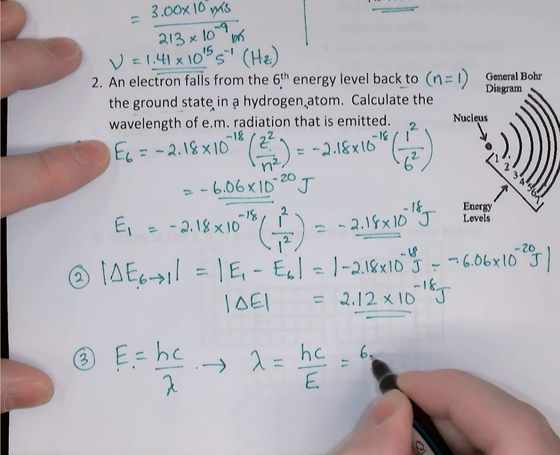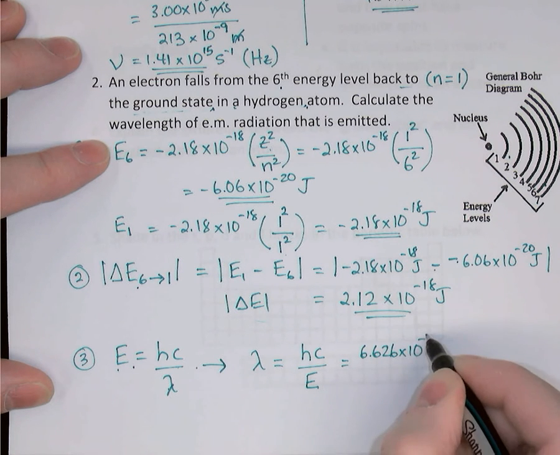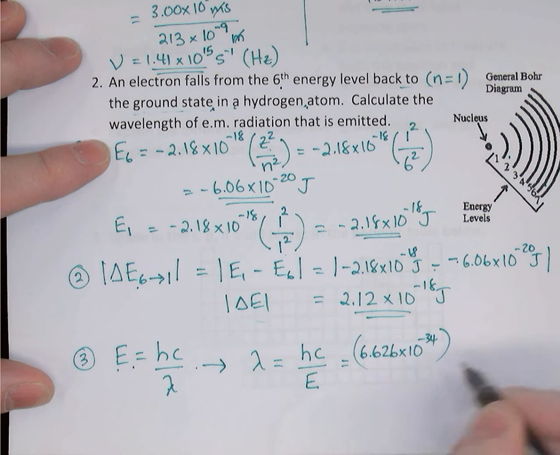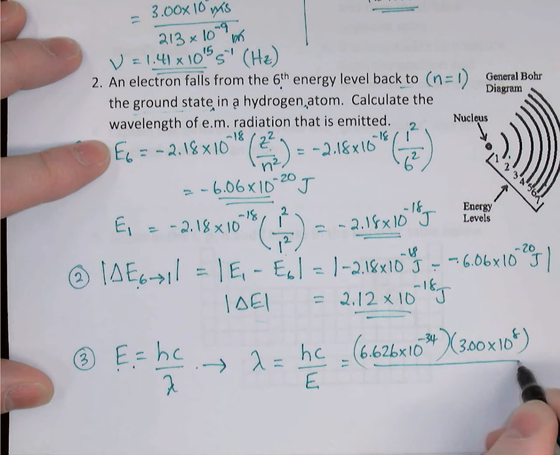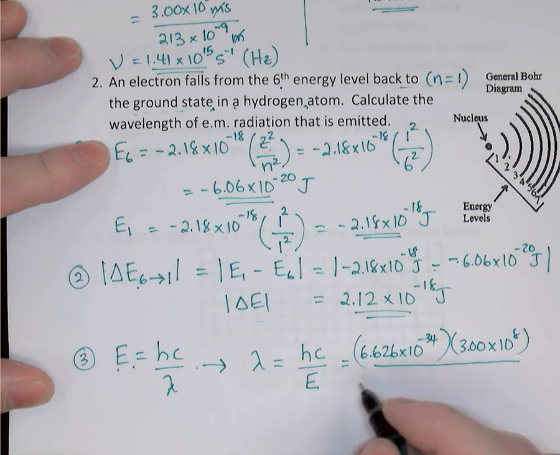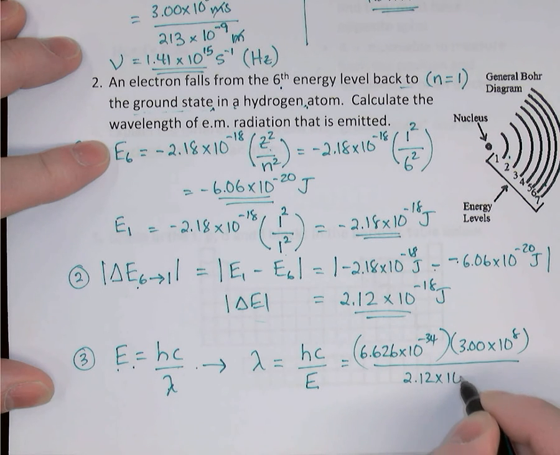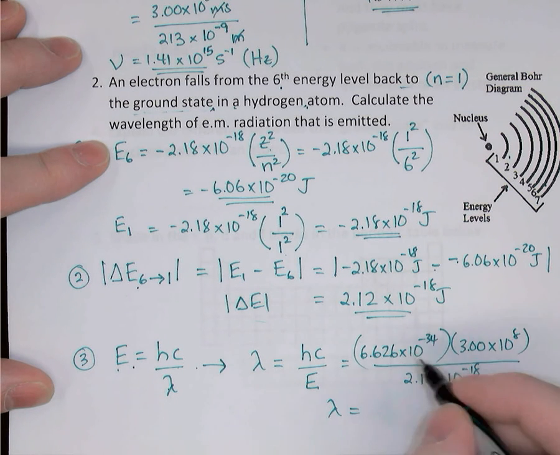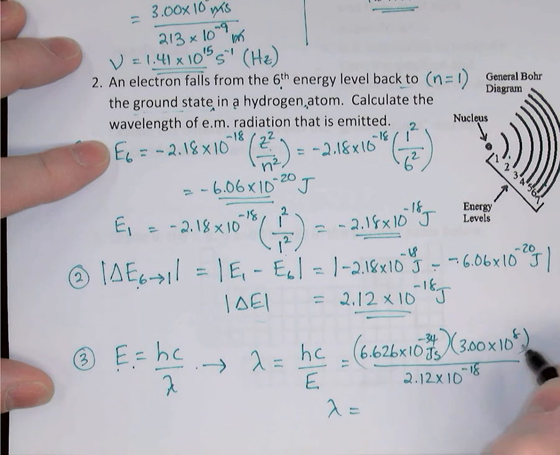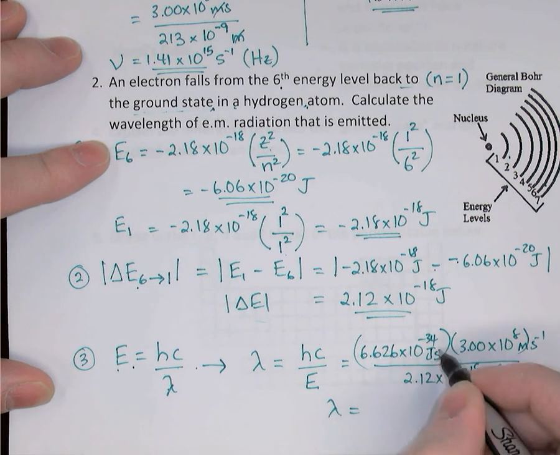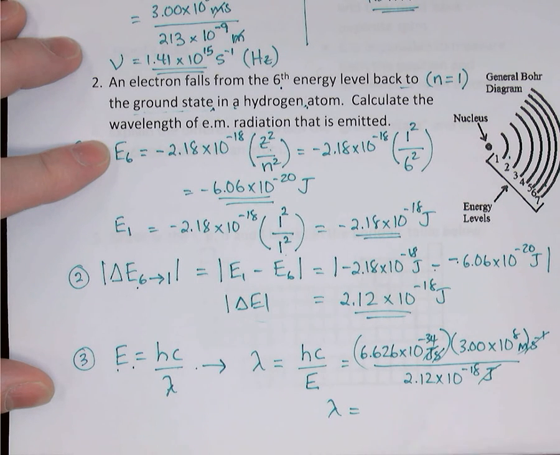So equals 6.626 times 10 to the minus 34 times 3.00 times 10 to the 8. I'm being a little lazy there, leaving out my units, divided by the energy 2.12 times 10 to the minus 18 equals, now because this is a wavelength, I'm going to go back and put my units in. Joule seconds, meters per second, and joules. So the joules cancel out, the seconds and the per seconds cancel out, we're left with meters, which makes sense because we're finding a wavelength.